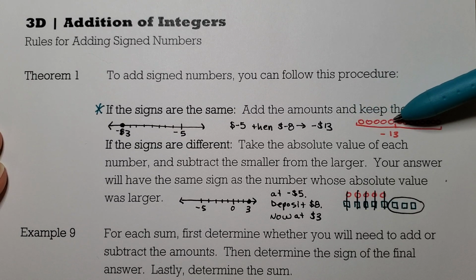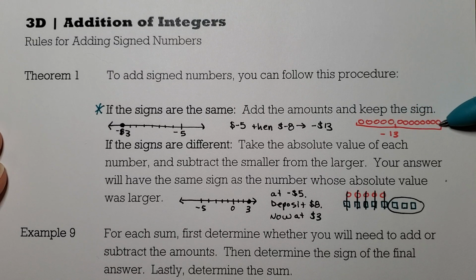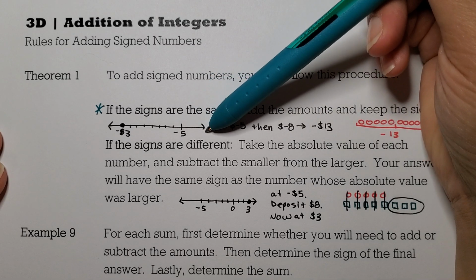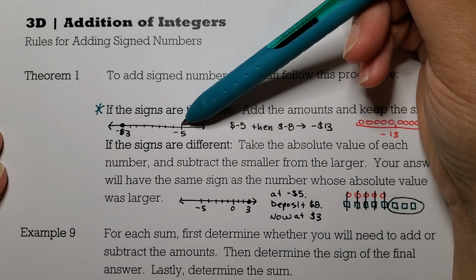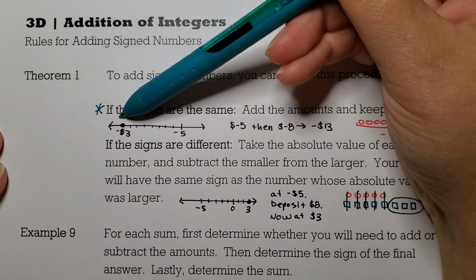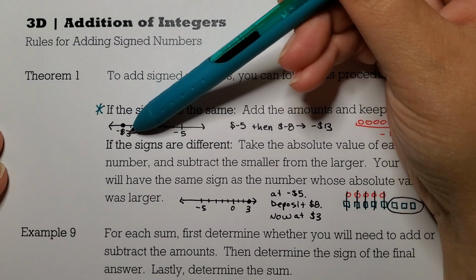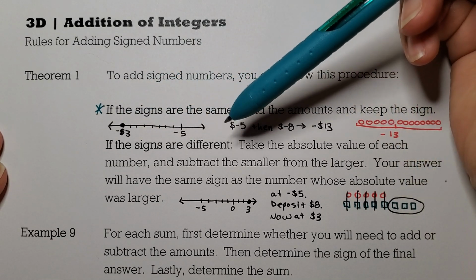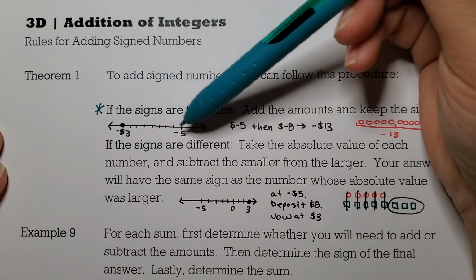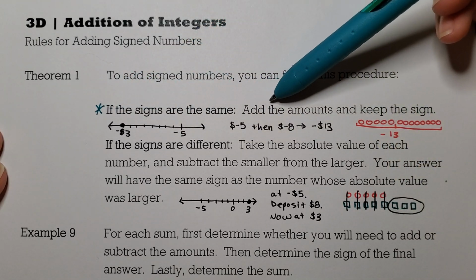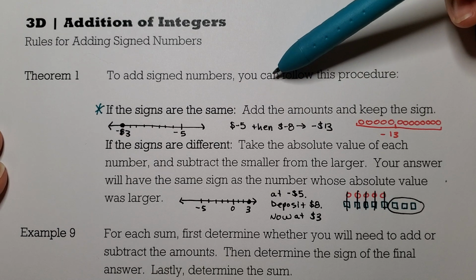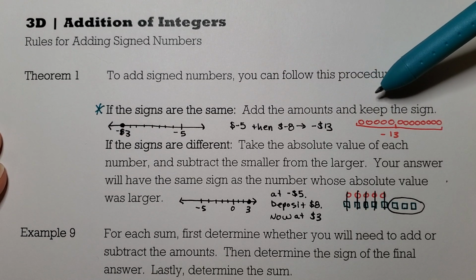Or if I had -5, so I had 5 red circles, plus -8, I added 8 red circles. So they're playing for the same team. So again, I'm going to add the amounts. Or on the number line, if I move -5 to the left, and then I move 8 more to the left, this should be a -13. So if I'm moving in the same direction, I'm moving in the same flow. So you're going to add the amounts because they accumulate in the same direction, and you keep the sign to indicate that they were going in that direction.